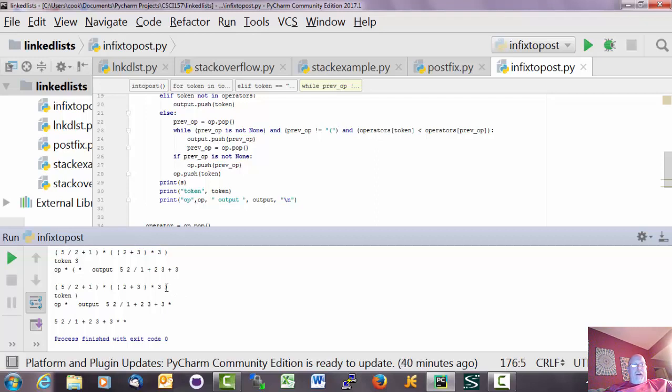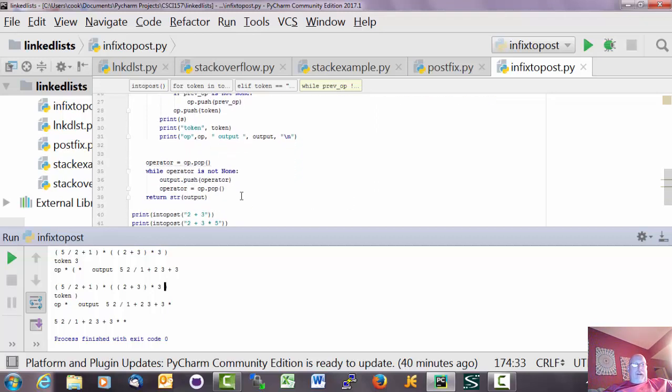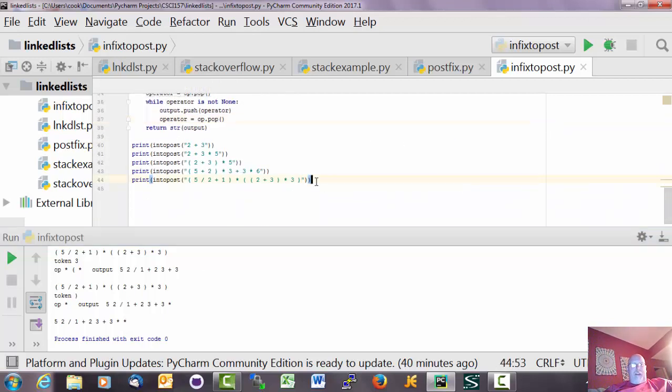We're out of tokens, so this last while loop again, we'll start popping tokens off until we run out, and pop that star off and put them on there. And that is the correct postfix expression for this infix expression.